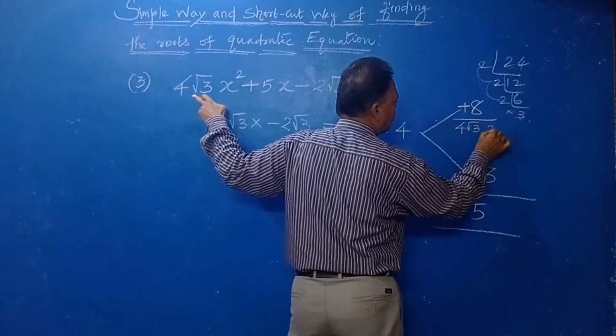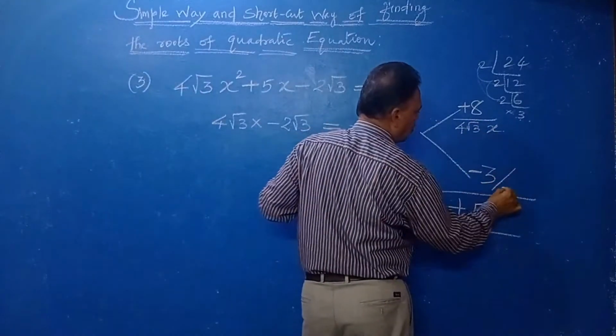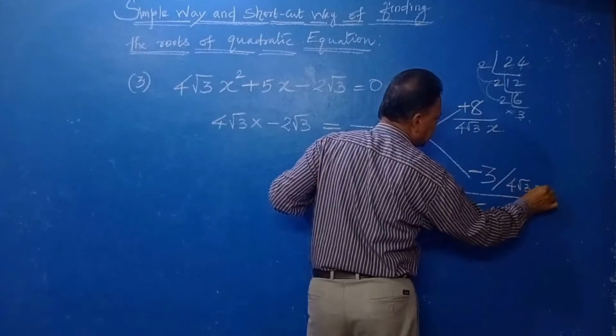Now what you have to do is, here you see, the x coefficient you write here, divided by the x coefficient: 4 root 3 into x you have to write. Here also 4 root 3 into x you write. Clear?